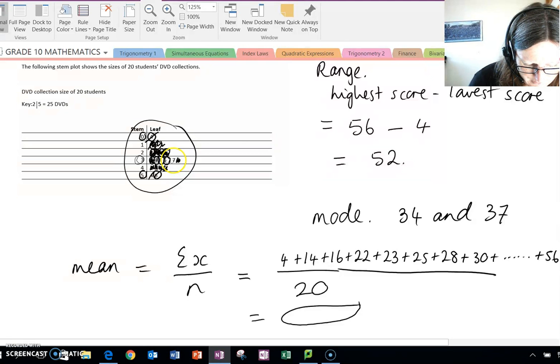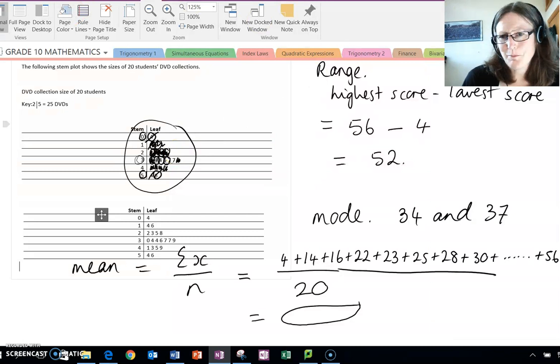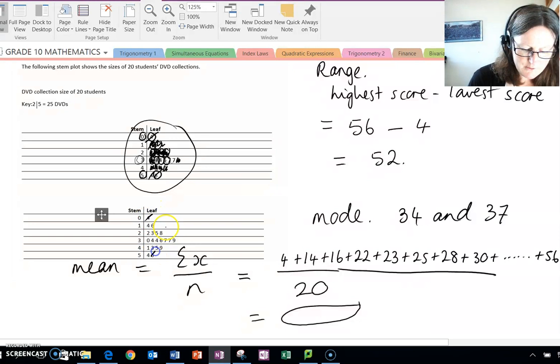Sorry, it's got a little bit messy there. Okay, due to the mess, I'm going to start that median again. So we're crossing off the lowest score with the highest score. Lowest, highest. Lowest, highest.